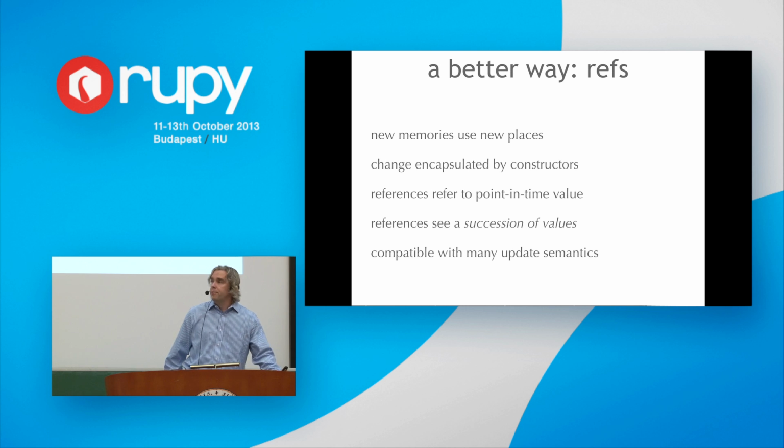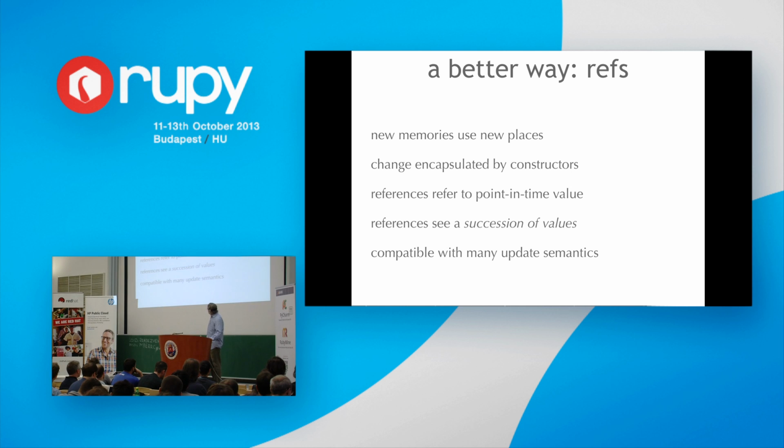And so the idea is that all new memory uses new places. We're never going to reuse existing things. All change is encapsulated by constructors. One way to map this back to OO is imagine a world where we really respect the notion of constructors, and that's the only way we make things. So there are no setters anywhere. That's pretty much what it is in Clojure. References then can see a point in time value and a succession of values over time.